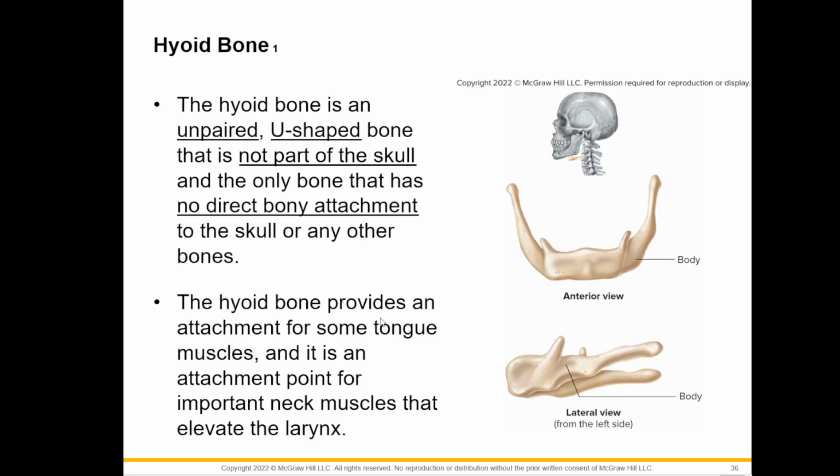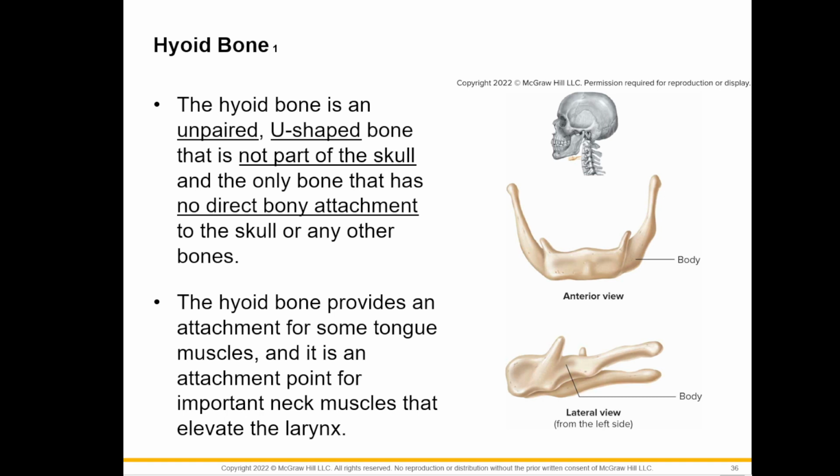Unfortunately, I was not able to prepare a picture. Next, we have the hyoid bone. Actually, the hyoid bone is very special. Number one, because it is unpaired. So wala siyang left and right, isa lang siya. It is U-shaped, as you can see here. It is U-shaped, and it is not a part of the skull. That's why we don't count it there.